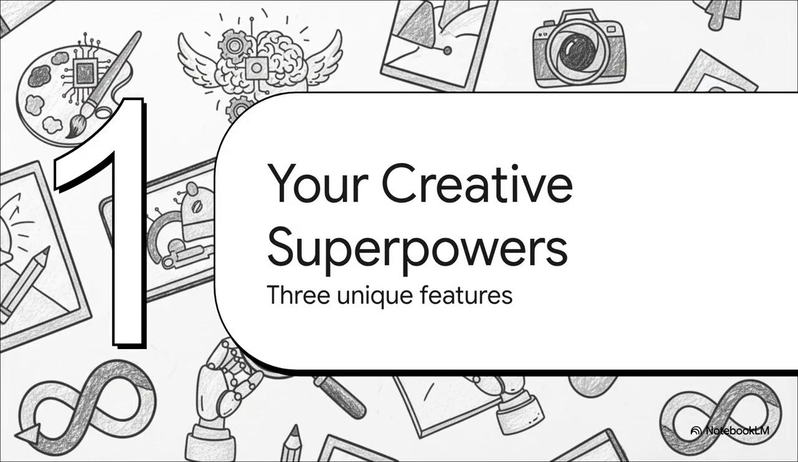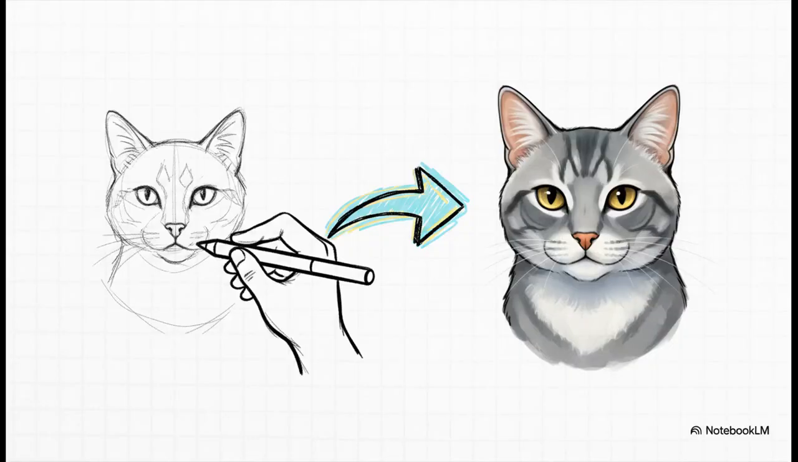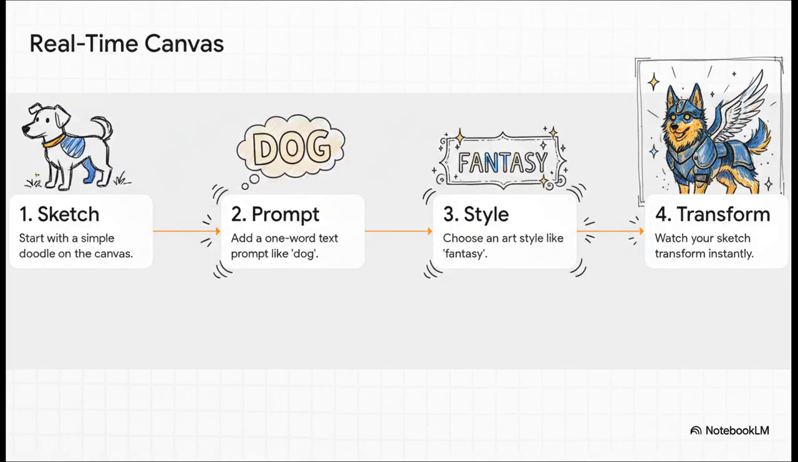Okay, so beyond just making great images, Leonardo gives you what I like to call creative superpowers. Let's break down 3 really unique features that help it stand out from the crowd. First up is the real-time canvas. This thing is an incredibly interactive tool that, and this is wild, basically turns your rough sketches into finished art as you draw. The process couldn't be simpler.